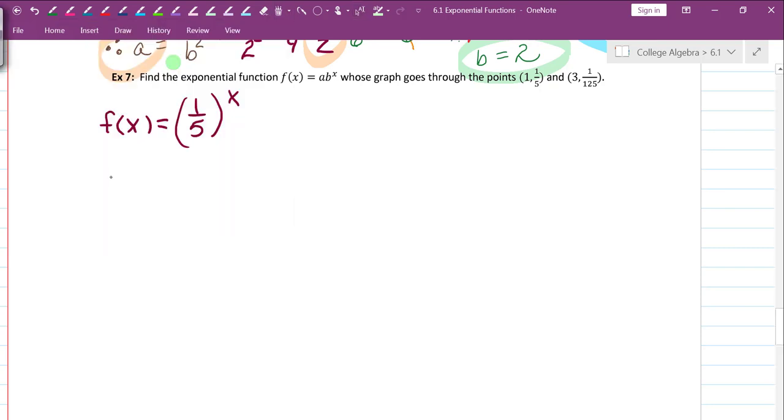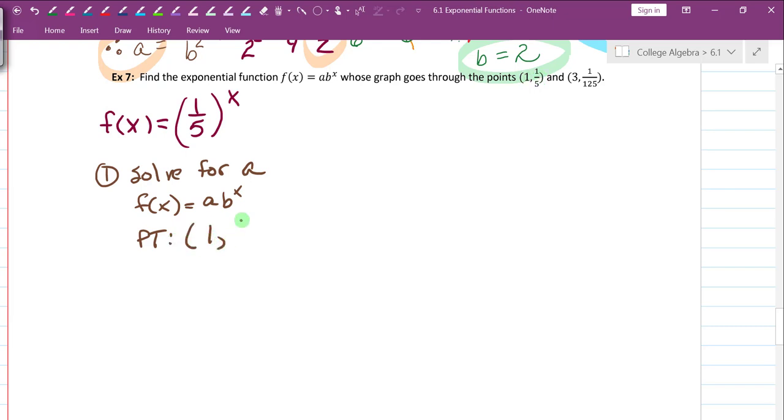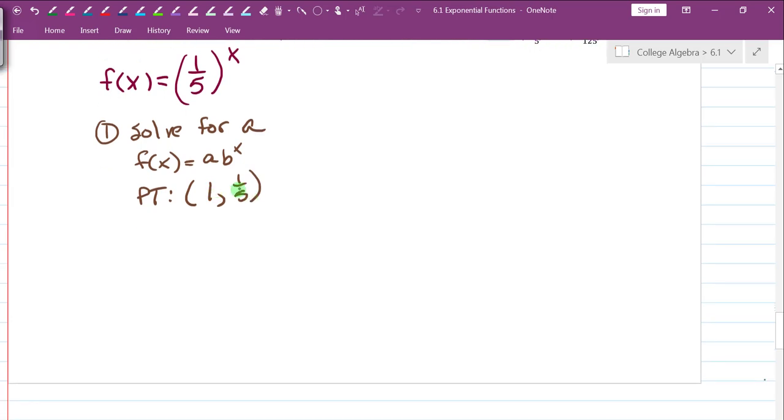We're going to have step 1, and that is solve for a. I'm going to say f of x is equal to ab to the x. I'm going to use my point. I'm going to use the first one here, which is 1 and 1/5. Okay? Now to solve for a, I'm going to let 1/5 be my y right there. So I'm going to have 1/5 is equal to ab to the x, which is just 1. Now remember, I'm solving for a. So this is just b, so I'm going to divide both sides through by b.